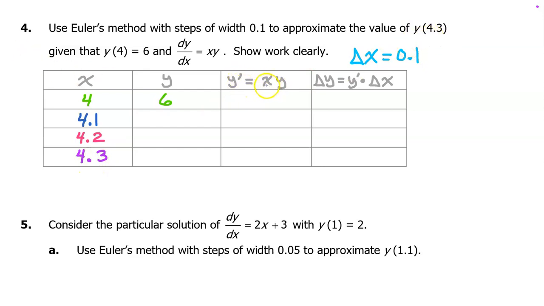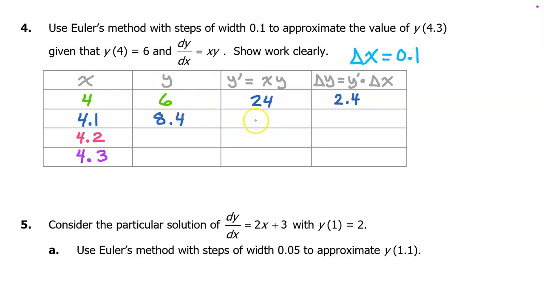y prime is x times y. So in the first row, that's 4 times 6. So y prime is 24. Now we find delta y by multiplying y prime by delta x. So 24 times 0.1, which is 2.4. This is the change in y. So we can find the next y value by adding 2.4 to the previous y value. 6 plus 2.4 is 8.4.